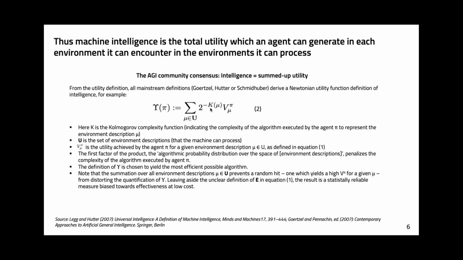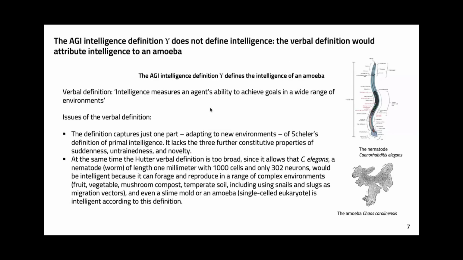Okay. So anyhow, this is a definition. Now let's move on and look at the problem. First of all, there is a verbose definition before the equation, which says intelligence measures an agent's ability to achieve goals in a wide range of environments. The definition captures just one part of one of the standard definitions of primal intelligence. Primal intelligence says that you have to adapt to new environments suddenly and without being trained upfront. So you have to be spontaneously able to adapt to a new environment quickly.